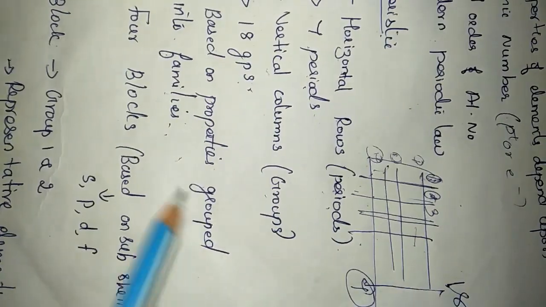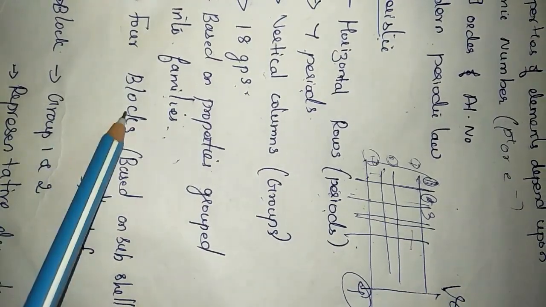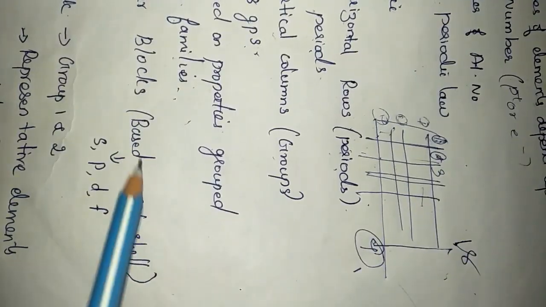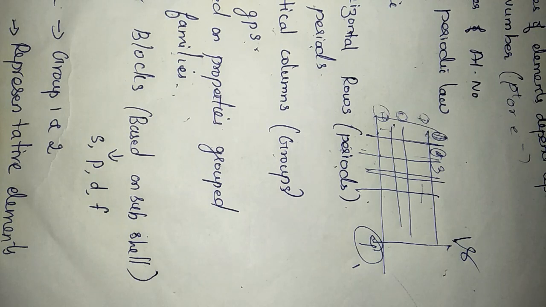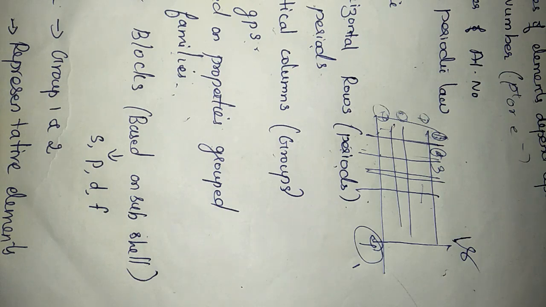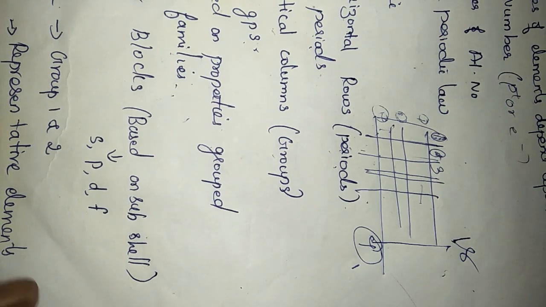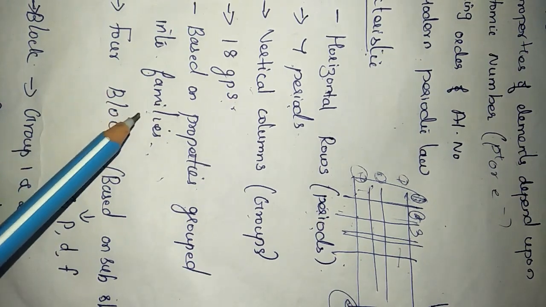Similarly, the table also has 4 blocks. The table contains 4 blocks based on the subshell. We know that main shells are there. What are they? K, L, M, N, and each main shell has subshells. What are they? S, P, D, F. Based on the subshells, the table was classified into 4 blocks: S block, P block, D block.